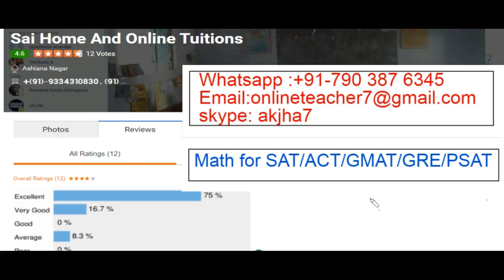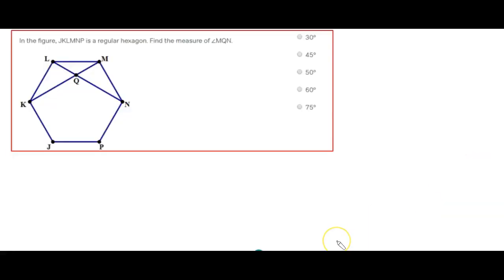Today's question I have taken from GMAT on geometry. So let us take a look at the question. The question says, in the figure JKLMNP is a regular hexagon, find the measure of angle MQN. This angle MQN, we need to find out the value of this angle.